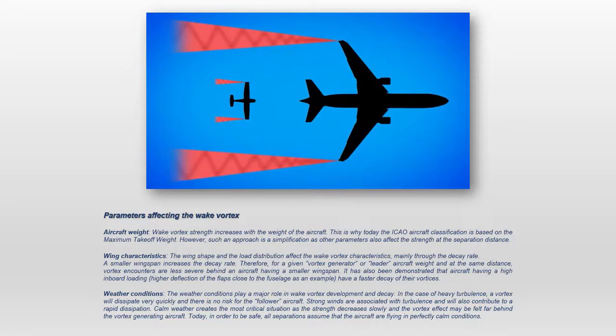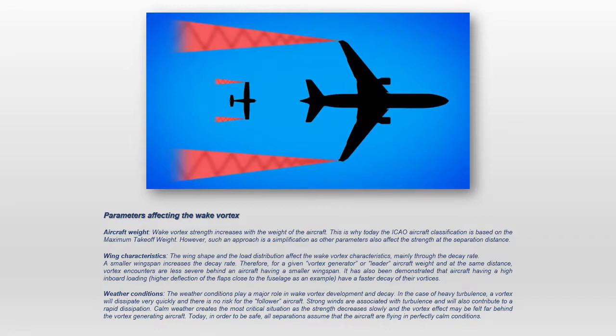Wing characteristics. The wing shape and the load distribution affect the wake vortex characteristics, mainly through the decay rate. A smaller wingspan increases the decay rate. Therefore, for a given vortex generator or leader aircraft weight and at the same distance, vortex encounters are less severe behind an aircraft having a smaller wingspan. It has also been demonstrated that aircraft having a high inboard loading, higher deflection of the flaps close to the fuselage as an example, have a faster decay of their vortices.